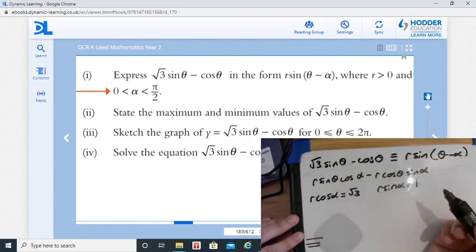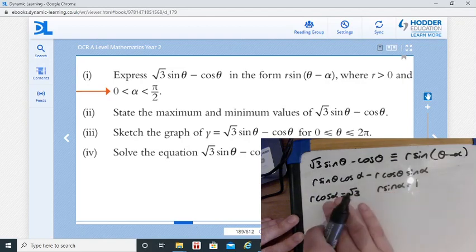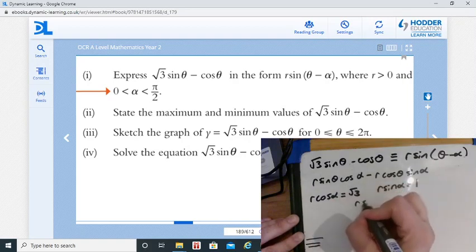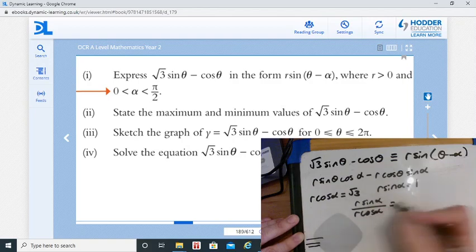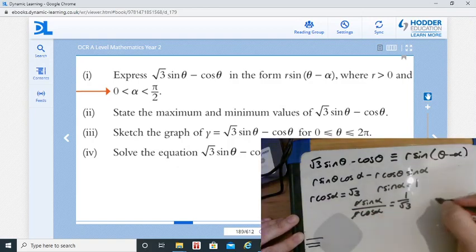Now, we're going to find alpha and we're going to find r. I'm going to start by finding alpha. We know a little identity that says that sine divided by cos is tan. So I'm going to divide these two. So r sine alpha divided by r cos alpha must be the same as 1 over root 3. Well, r cancels with r, which leaves me tan alpha is equal to 1 over root 3.